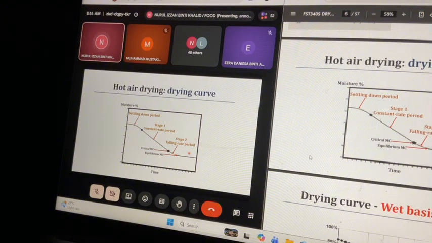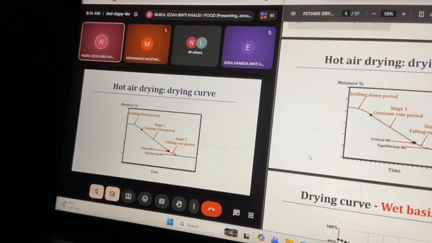At this falling rate period, the moisture content removal is not that high, but this is the moment where most of the moisture from your food has already diffused to the surface, and this is the point where the water from the surface is evaporated to the environment. The point where the constant rate changes to the falling rate, we call the critical moisture content.